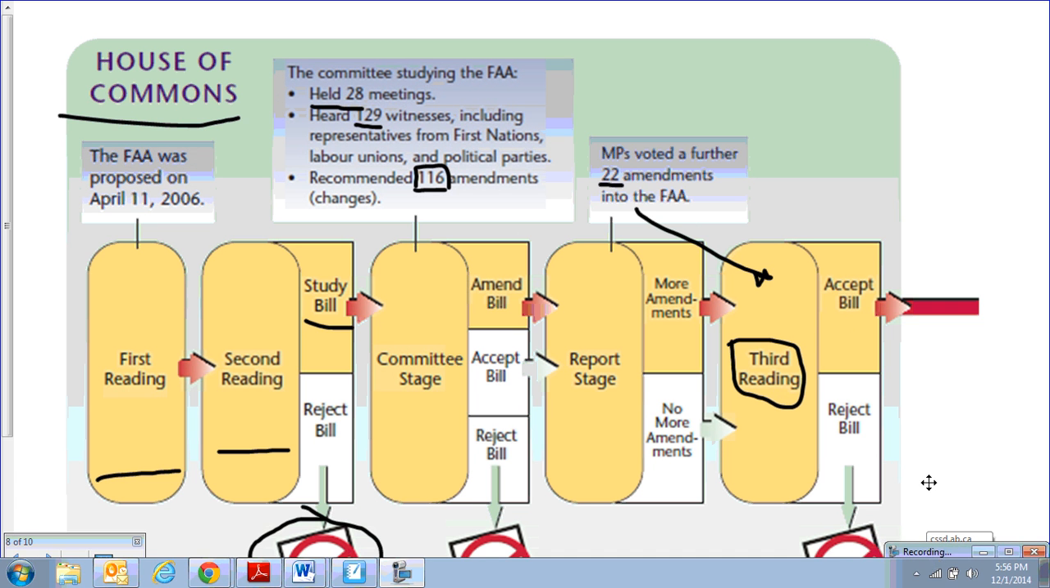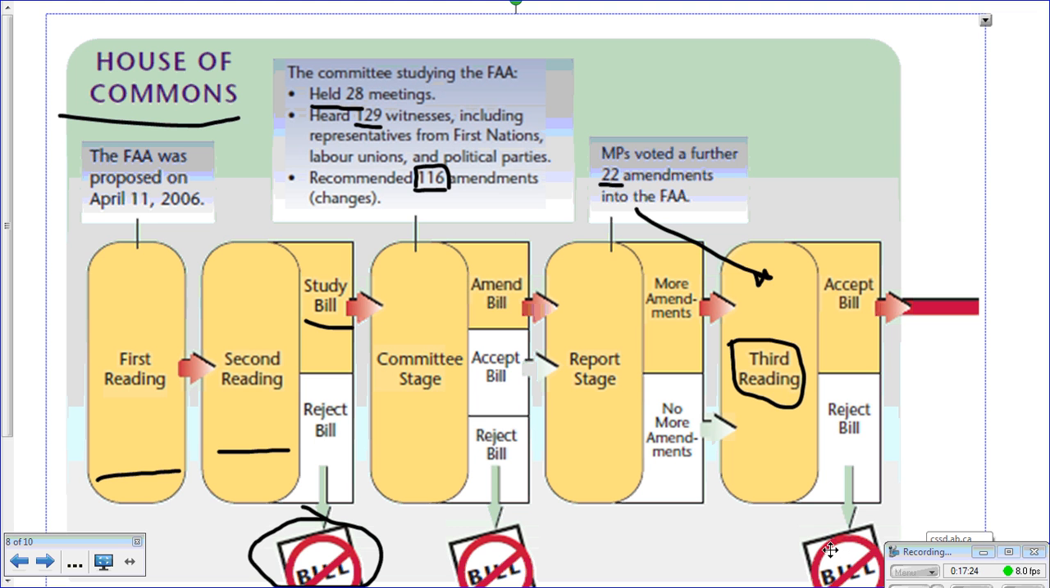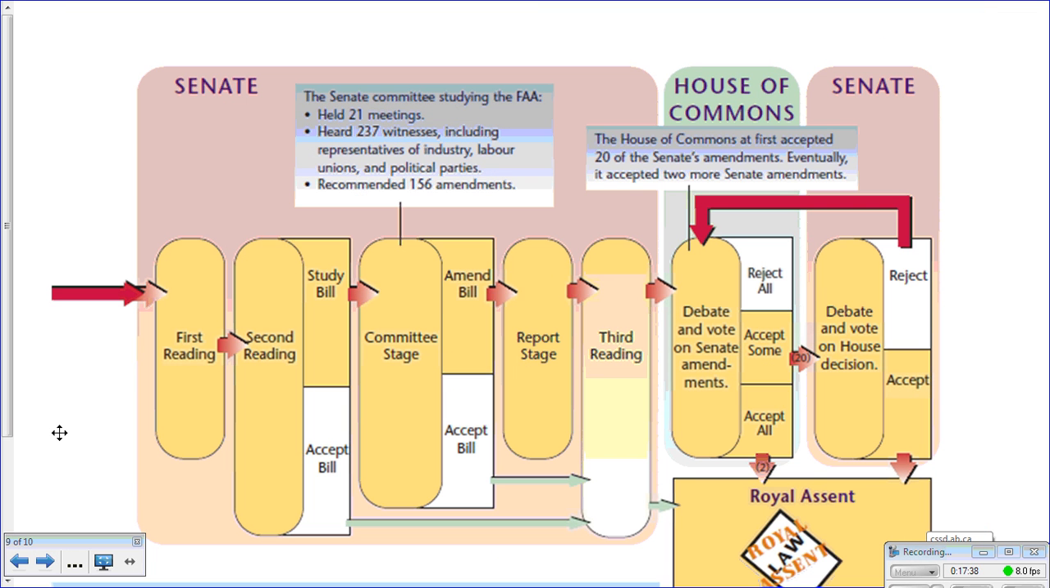If it fails right then, you can see down here, if it's rejected then, it's out. It's done. It has to go back to the first reading. First reading, second reading, again, the report stage, third reading. But if it passes that third reading, it goes to the Senate.